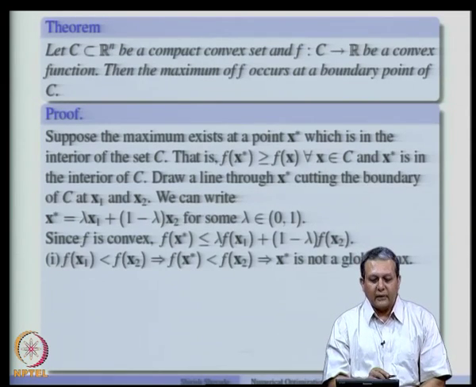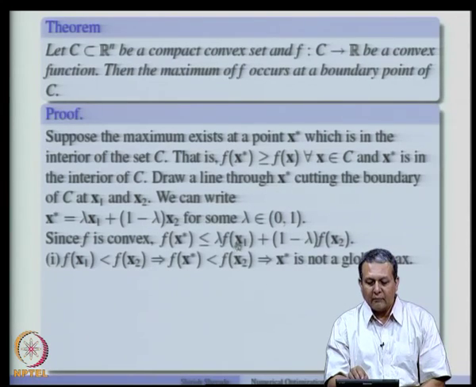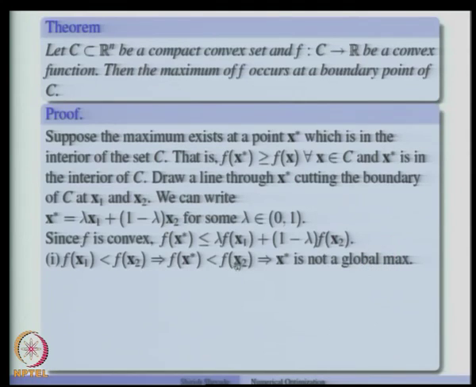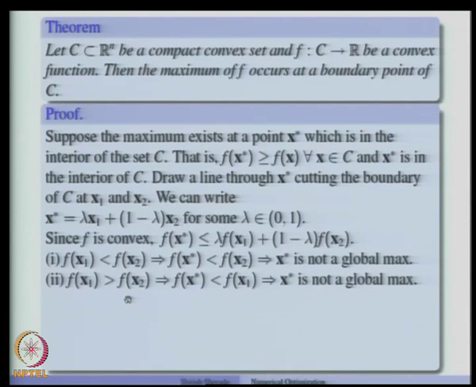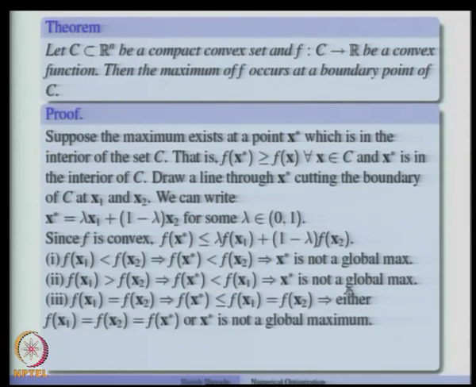Now, let us consider the case where f of x1 is less than f of x2. Now, f of x1 less than f of x2 means that f of x star is less than f of x2. So, which means that x star is not a global maximum, because we have found a point x2 on the boundary of the set C which has a function value higher than f of x star. Now, similarly, we can consider the case where f of x1 is greater than f of x2. So, then obviously f of x star will be less than f of x1, and which again means that x star is not a global maximum.